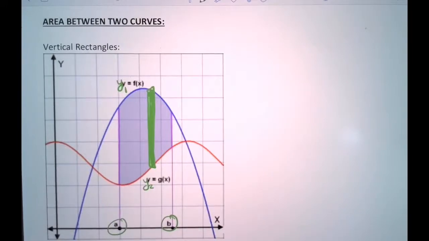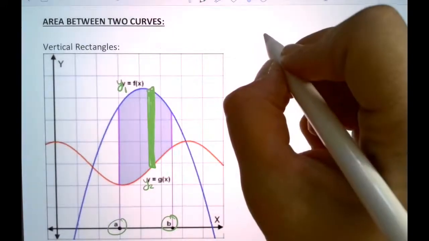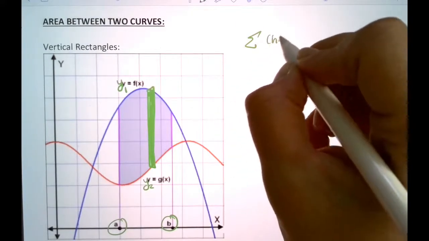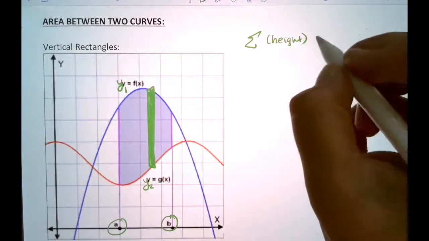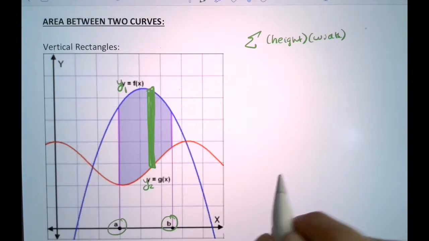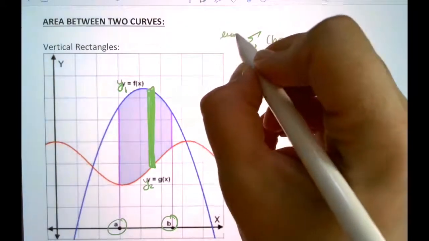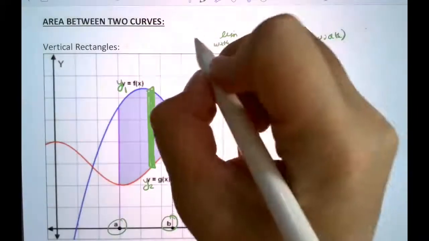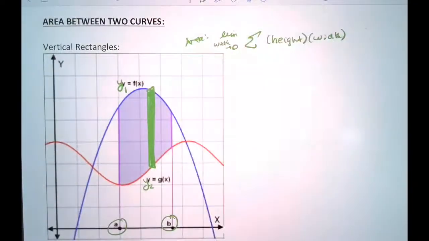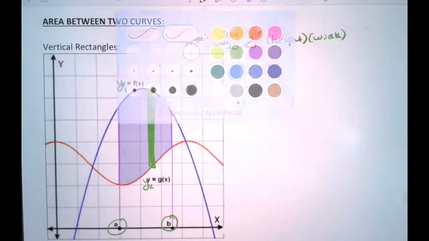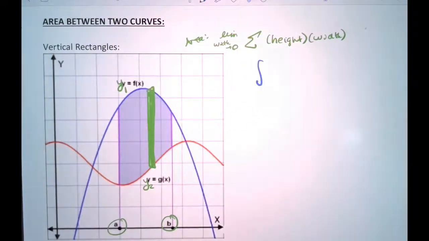But that's how you would get the length of this rectangle. Let's handle this the same way we would a Riemann sum, right? I want to find the area of these little rectangles by multiplying the height times the width. But I really want that width to go to 0. This is what's going to give you the area between those two curves. And when you see a limit as the width goes to 0 up against that sigma, that's what merges together and gives you that integral sign.